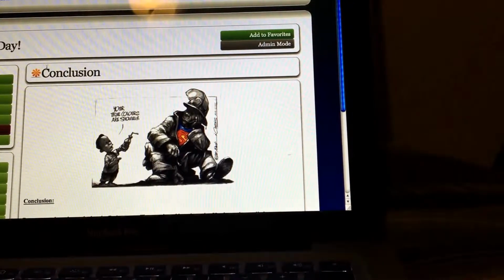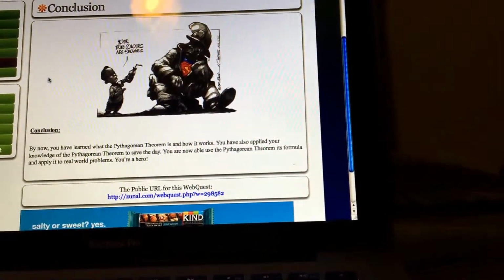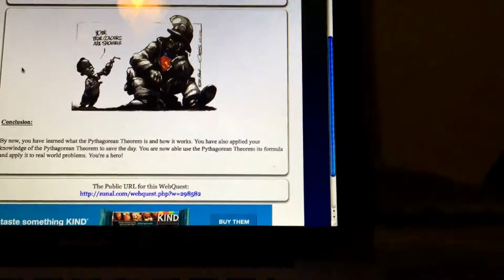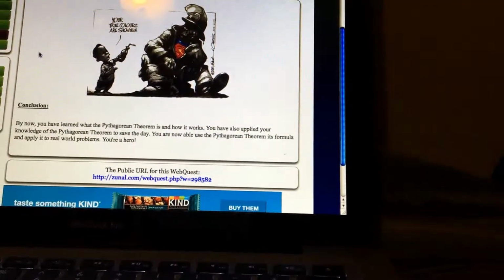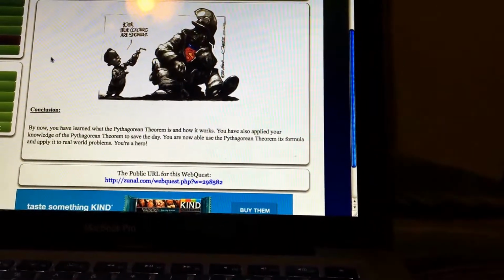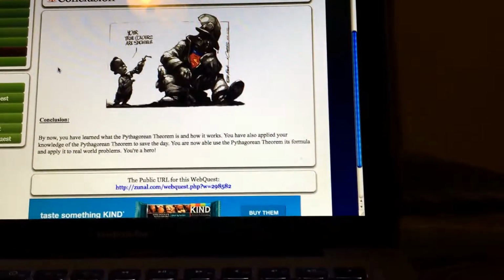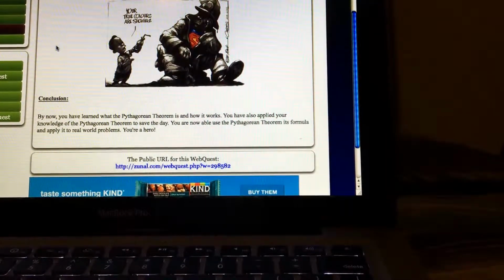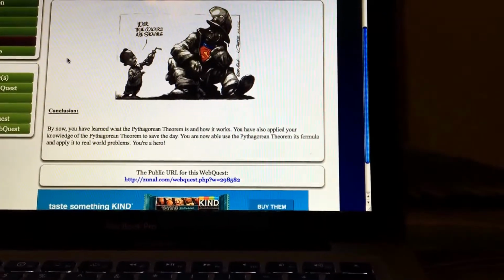Now that you know what the Pythagorean Theorem is, you are a hero. By now, you have learned what the Pythagorean Theorem is and how it works. You have also applied your knowledge of the Pythagorean Theorem to save the day. You are now able to use the Pythagorean Theorem, its formulas, and apply it in real-world problems. You are a hero.